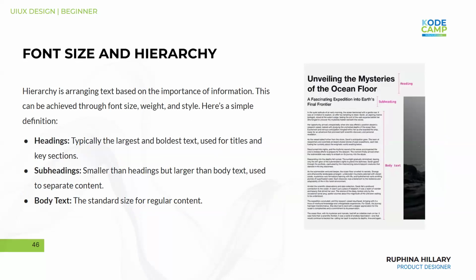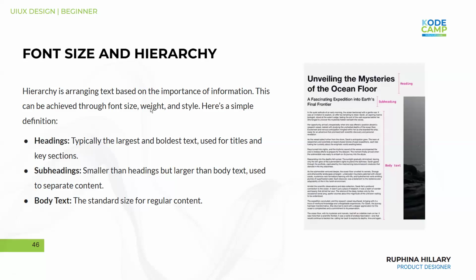Now you've selected your font. We're now going to start looking at the font specific characteristics. So here we're talking about font size and hierarchy. The hierarchy is arranging text based on the importance of information. This can be achieved through font size, weight, and style. So it's as simple as me making my font size and hierarchy. This is a header now, so I made it bigger and I made it bold. So the font size is bigger, and the font has more weight than the paragraph text here.